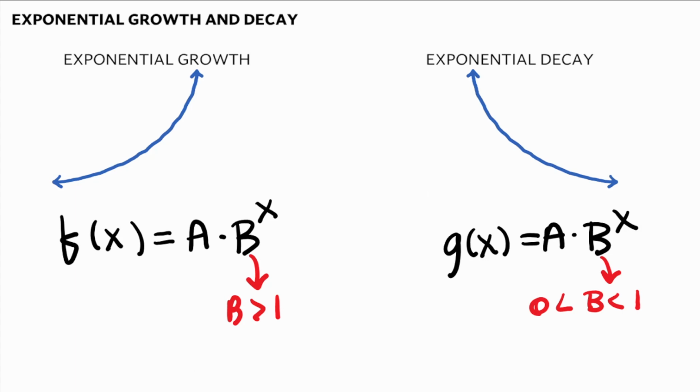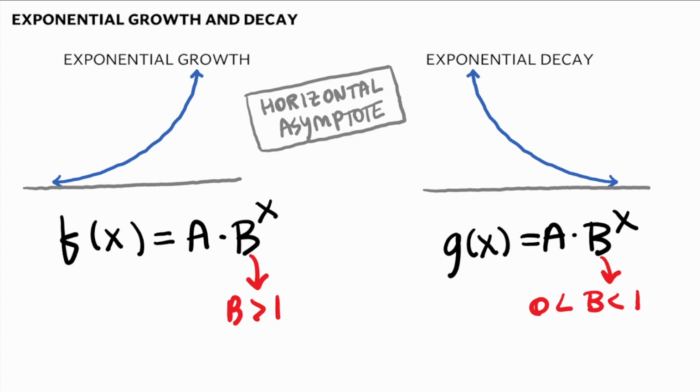You probably also saw this with the other graphs: with exponential growth and decay, the graphs have a horizontal line that they approach but are never able to touch. In our examples it was y equals 0, but that's not always going to be the case in general. And that line is something we're going to call a horizontal asymptote.